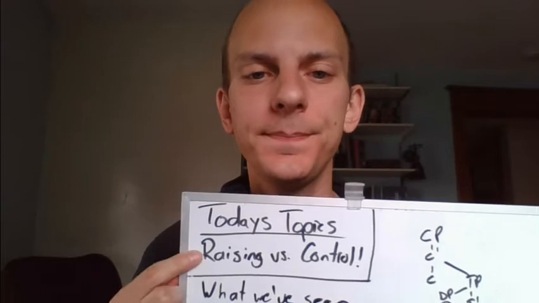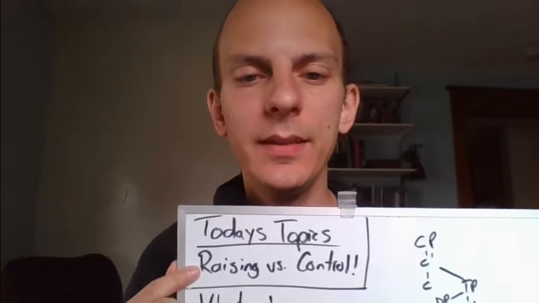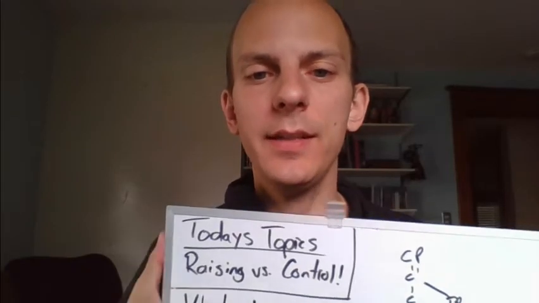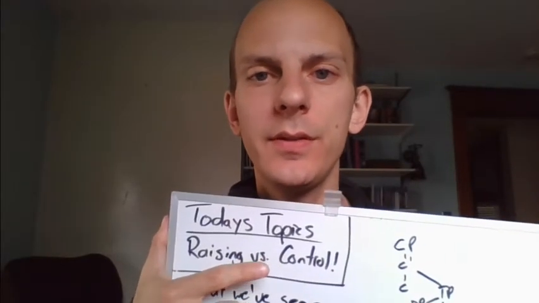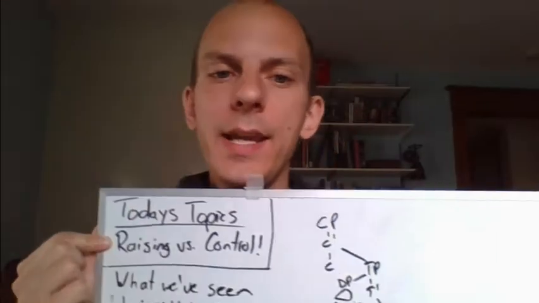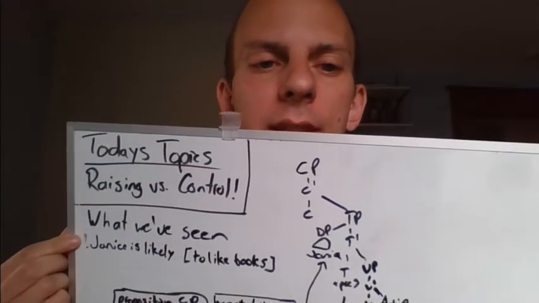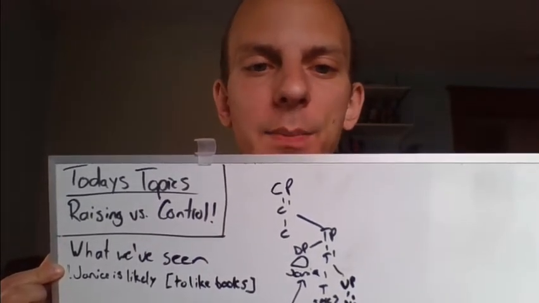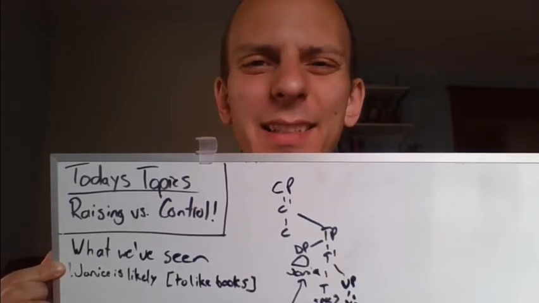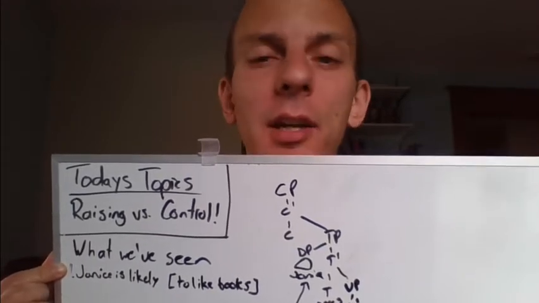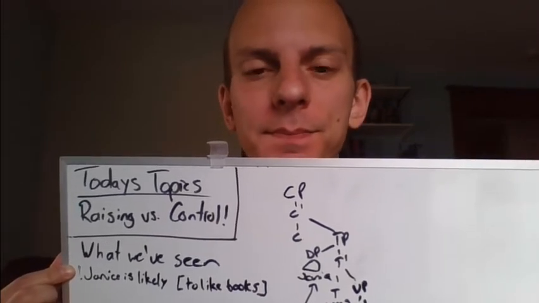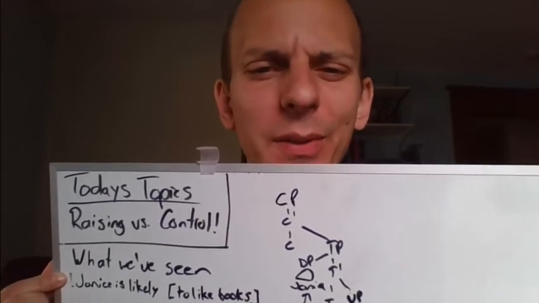So today's topic is raising versus control. These are two different types of sentences. We haven't yet seen control types, so it's going to introduce this new type. We've already seen raising constructions, right? And we've seen them here, like sentence 1, Janice is likely to like books. Maybe I shouldn't have made it likely to like. Too late, I already put it in there. Janice is likely to like books. You guys are smart, you'll figure it out.